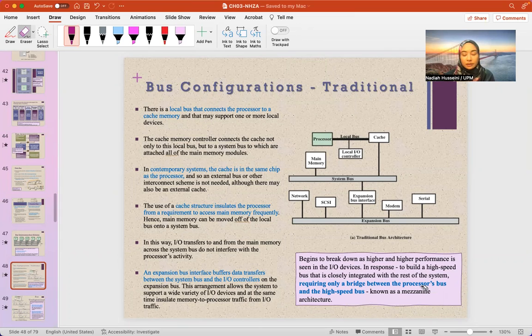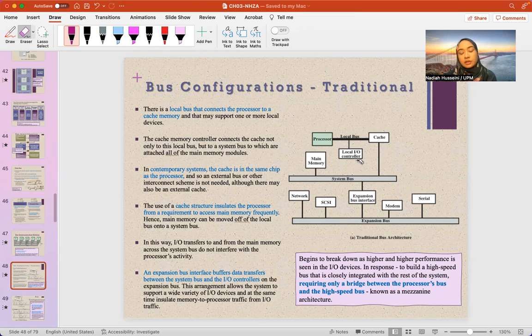Okay, I know this is a lot. Let's take some time to understand what this is. So we have the traditional bus architecture. The traditional bus architecture has an insulator. The first insulator is the cache. It insulates the processor from the traffic over here.